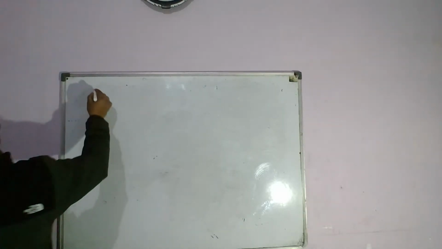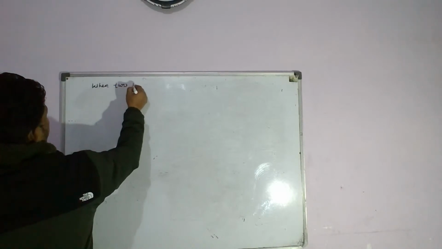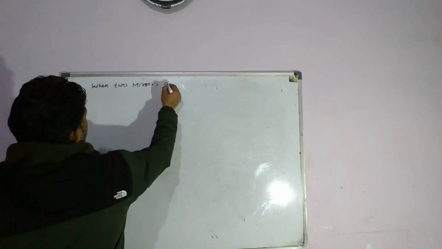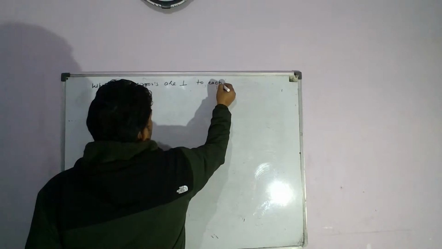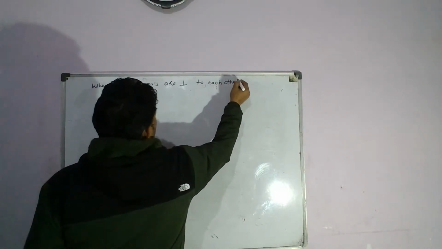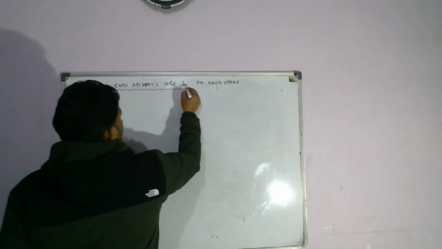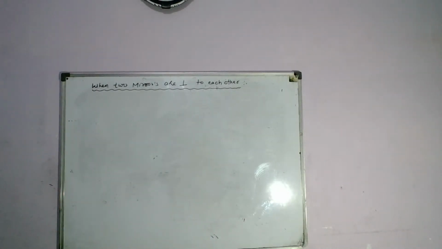Okay, right. Next, the question is: when two mirrors are perpendicular to each other, how many images are formed? After that, I will give a shortcut method to find the number of images. But first of all, you should know the subjective part, how many images are formed.